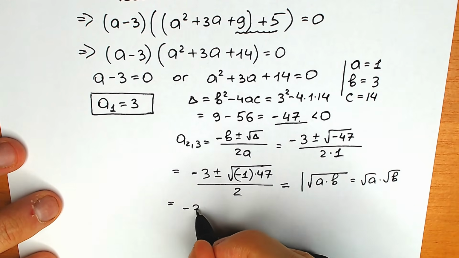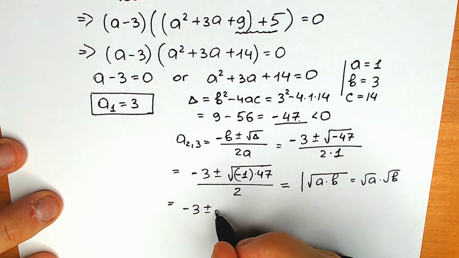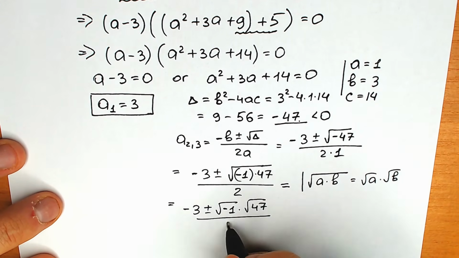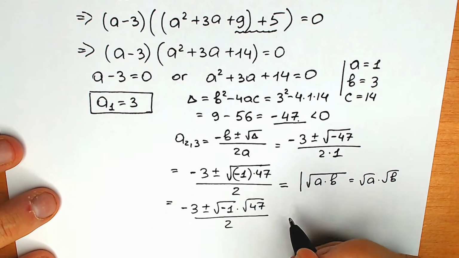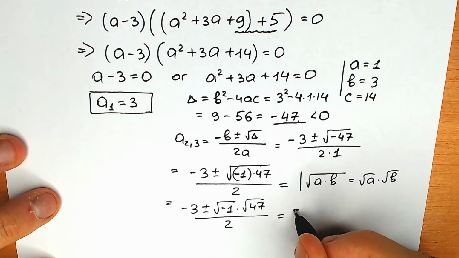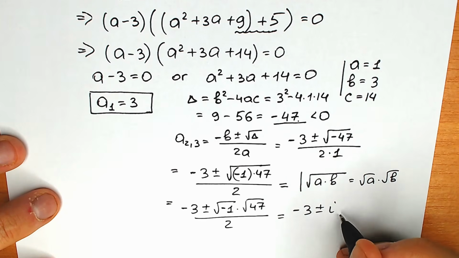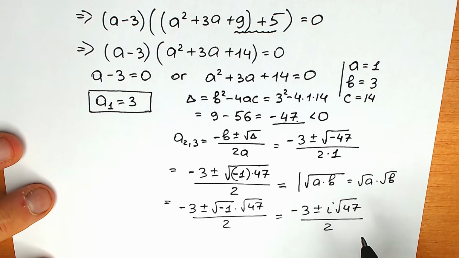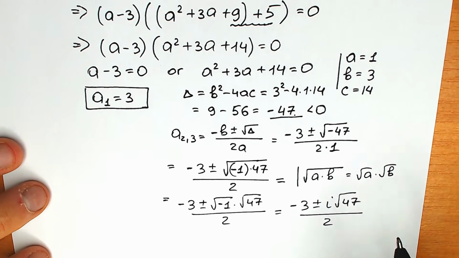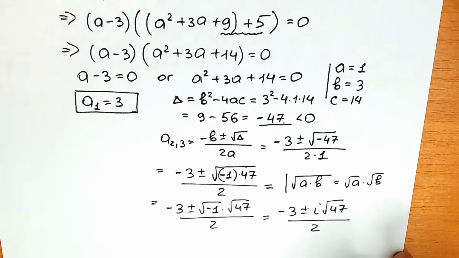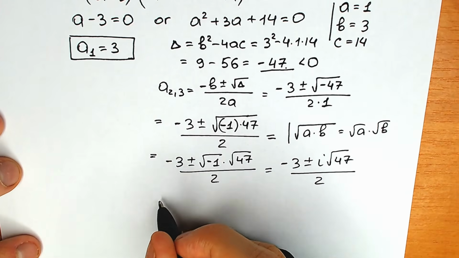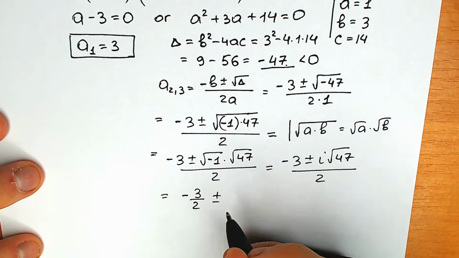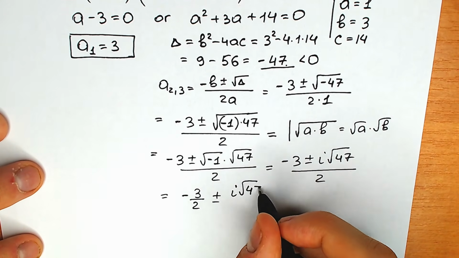So as a result, we have minus 3 plus minus square root of minus 1 times square root of 47, all over 2. Square root of minus 1 is equal to i. This is our complex unit, so we have minus 3 plus minus i square root of 47 all over 2. And of course, this is our answer, but we can easily split it into a real part and an imaginary part. We can write it as minus 3 half, we can easily divide by 2, so minus 3 half plus minus i square root of 47 over 2.